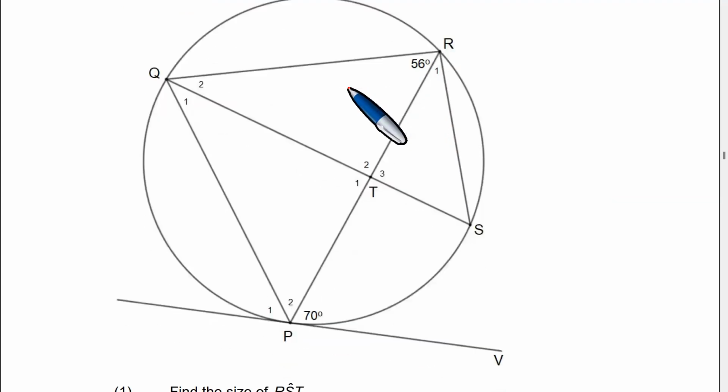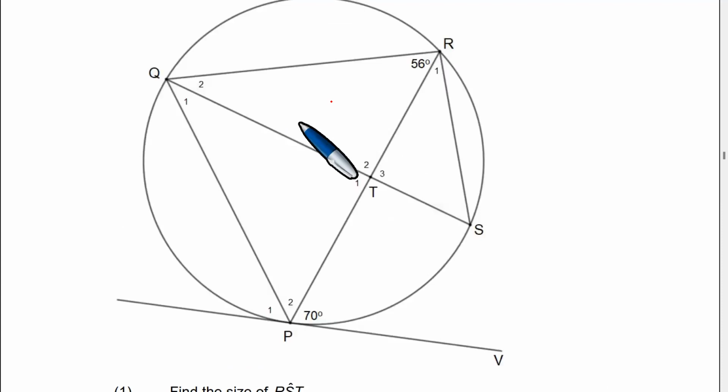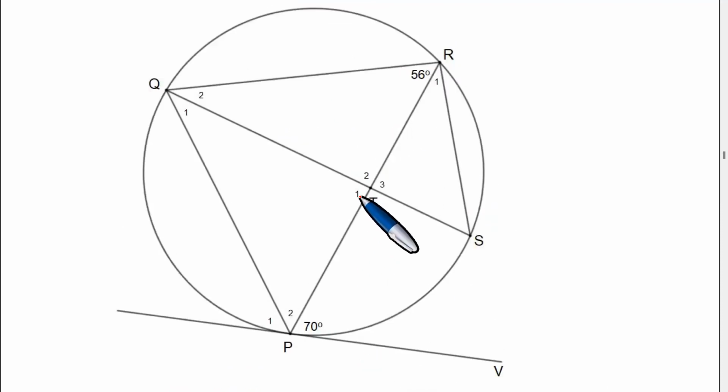In the meantime, as I'm coming back, find the size of RST. RST, right? So yeah, RST. In like 2 minutes, I'm coming back now.